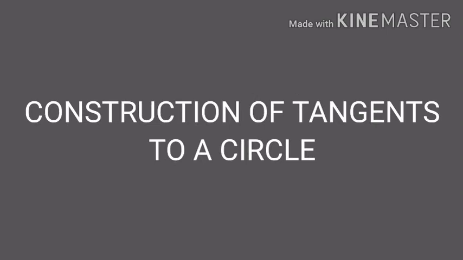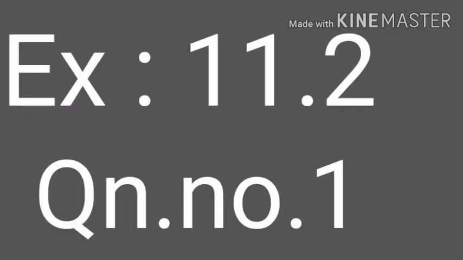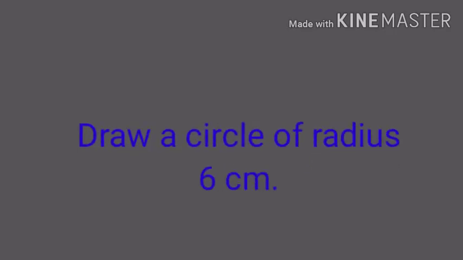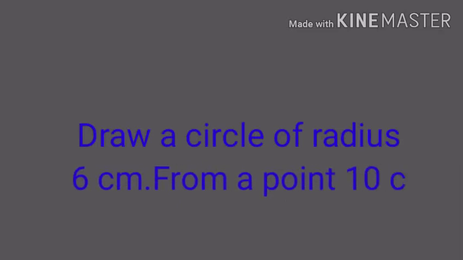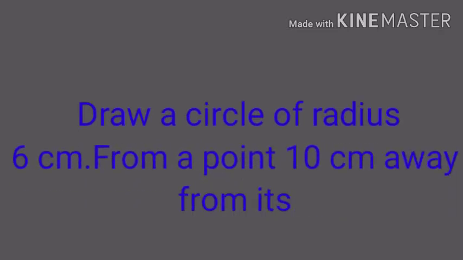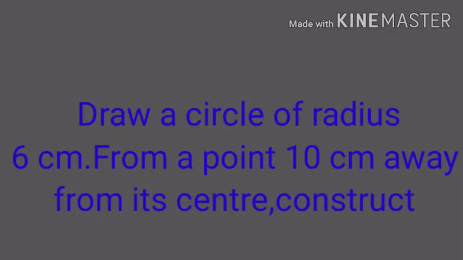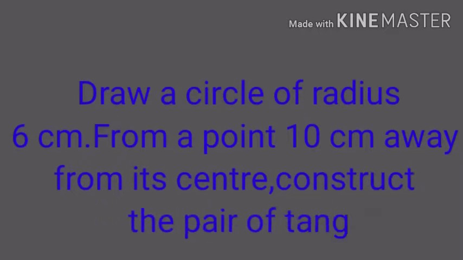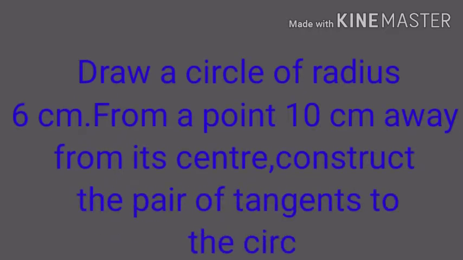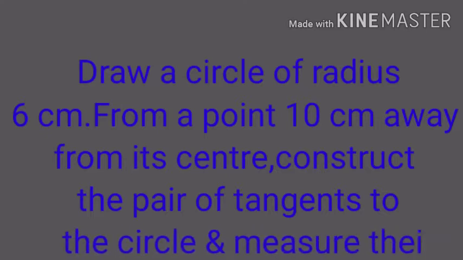In this session, we are going to discuss a new topic, that is construction of tangents to a circle. This method I will explain for the question exercise 11.2, question number 1. Draw a circle of radius 6 cm from a point 10 cm away from its center. Construct the pair of tangents to the circle and measure their lengths.